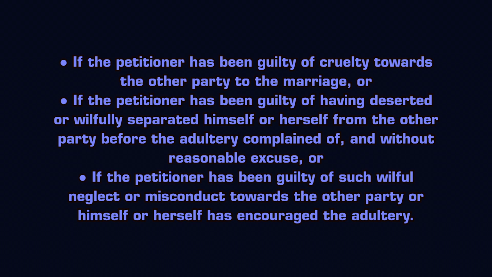Also, if the petitioner has been guilty of having deserted or willfully separated himself or herself from the other party before the adultery complained of and without reasonable excuse, or if the petitioner has been guilty of such willful neglect or misconduct towards the other party, or himself or herself has encouraged the adultery. It is noteworthy that no adultery shall be deemed to have been condoned within the meaning of this Act unless conjugal cohabitation has been resumed or continued.